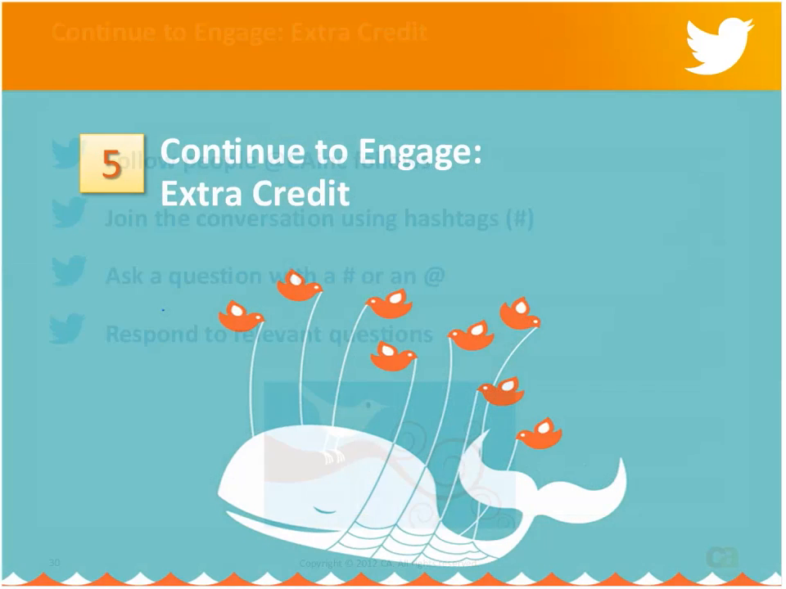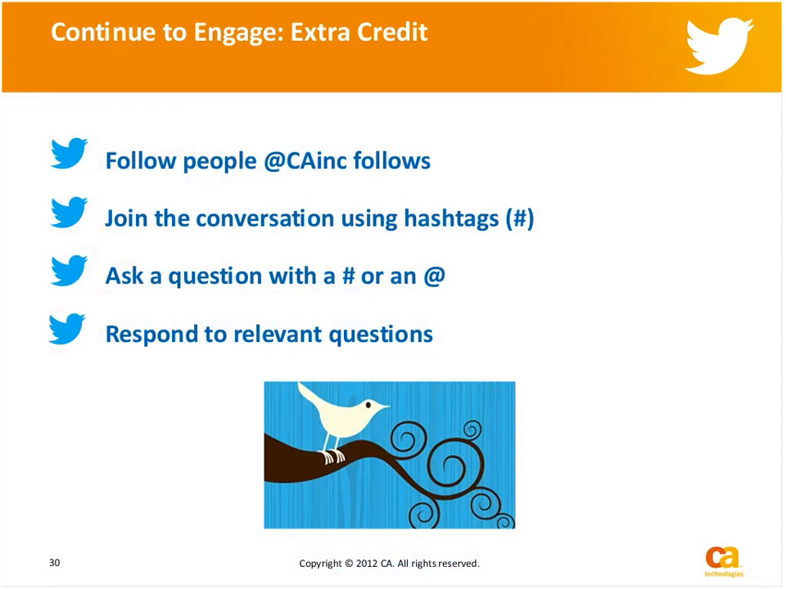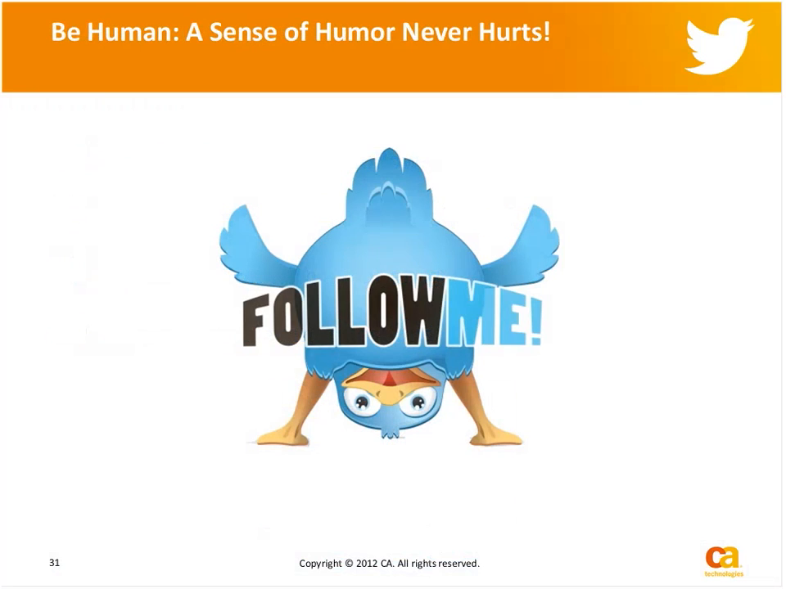Here's a little bit of extra credit assignment for you. Follow people who @CA Inc. follows. Join conversations using hashtags. If you're interested in something, try it out. Ask a question with a hashtag or an @ symbol, and respond to relevant questions. And these are just really good ways to engage that won't take very much time. Also, be human. A sense of humor never hurts, and it appeals to 99.9% of the people in the world, so keep that in mind.